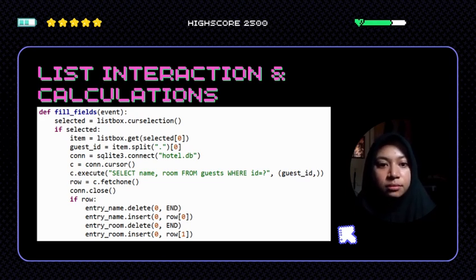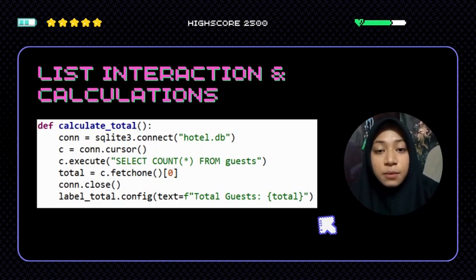on their ID. Next, we need to update the GUI fields. If a record is found, the function clears the existing text in the entry fields, which are entry_name and entry_room, and inserts the retrieved name and room number to ensure real-time updates for the user. Last but not least, to close the database connection, the connection is closed using con.close() to maintain system efficiency and security. Next, I will explain about the guest count coding.